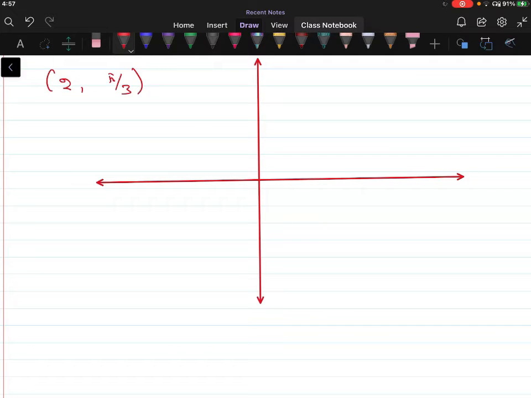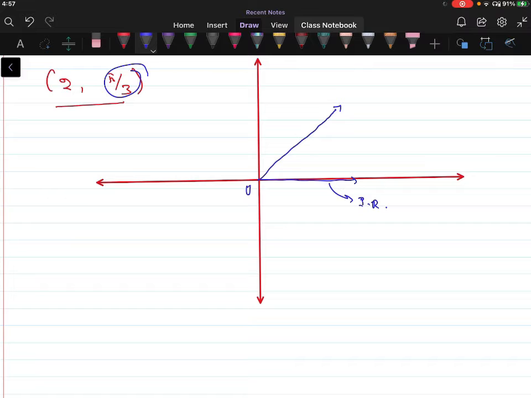Now let us plot the point (2, pi by 3). So let us fix the origin. Let us draw the initial ray from the origin. So this is the initial ray. Draw the ray that makes an angle pi by 3 with the initial ray.